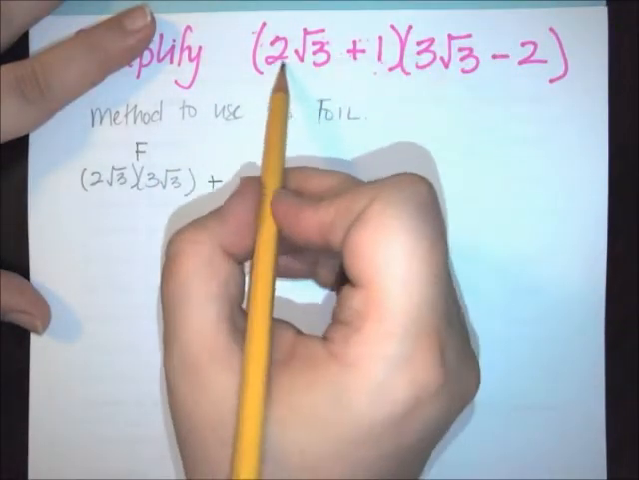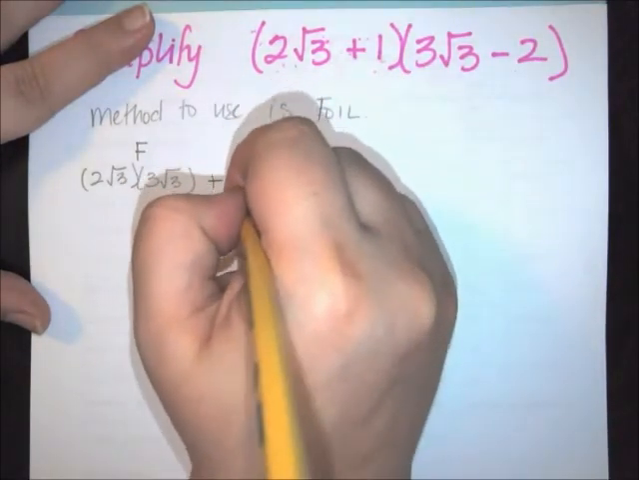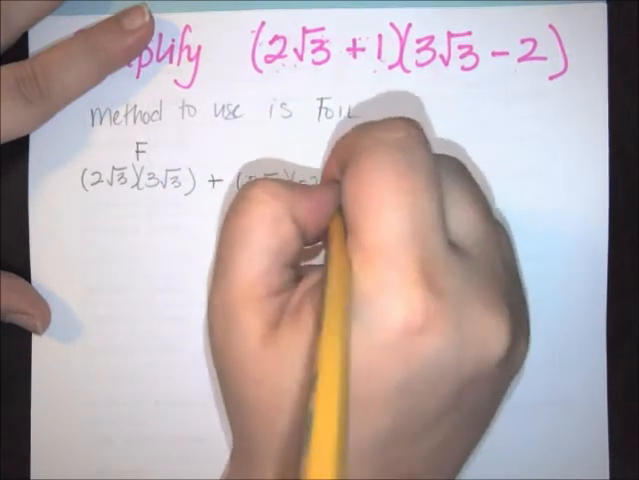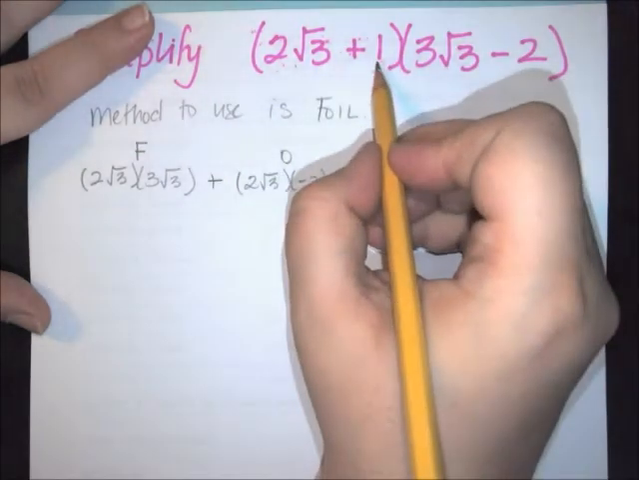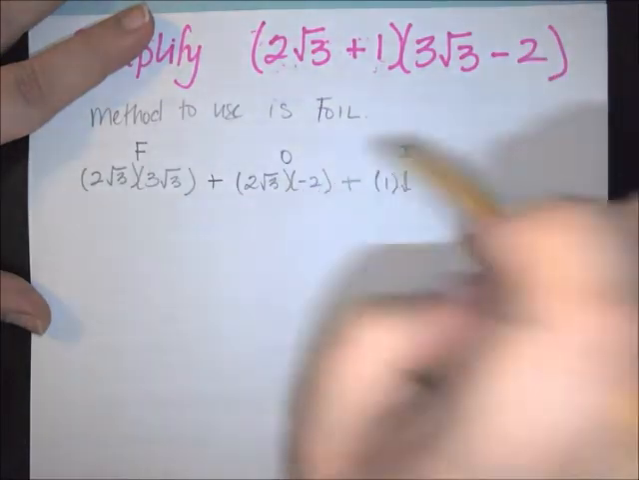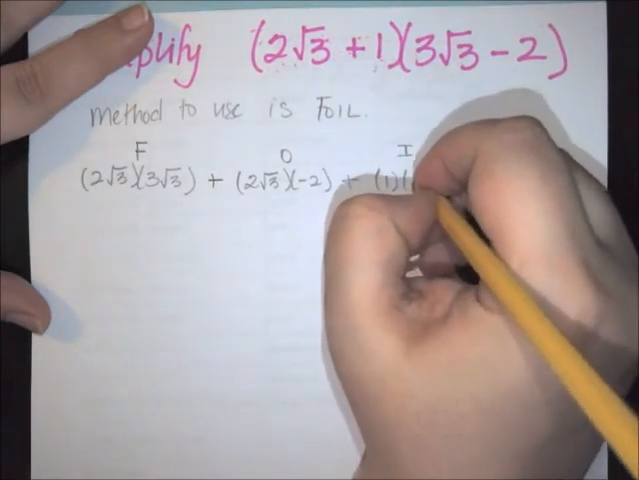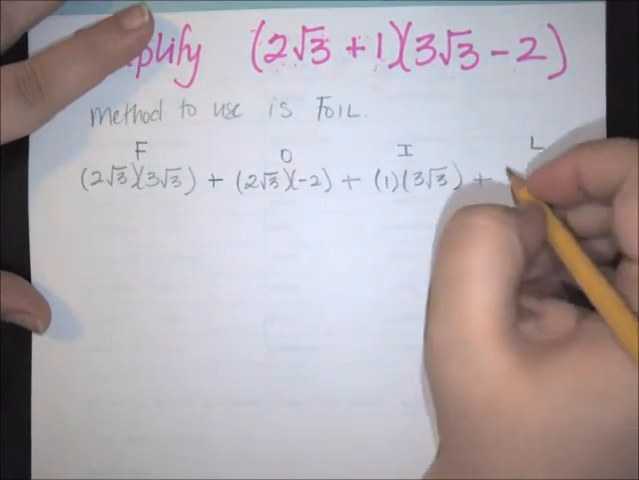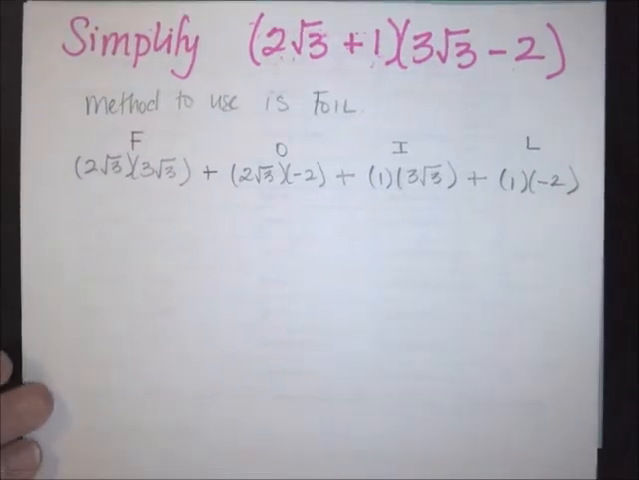I need to add that to my outer. So this is going to be 2 square roots of 3 times negative 2. This was outer. Now I have to add it to inner, which is going to be 1 times the square root of 3. And I have to add it to my last, which is going to be 1 times negative 2. So that's FOIL, first, outer, inner, last.